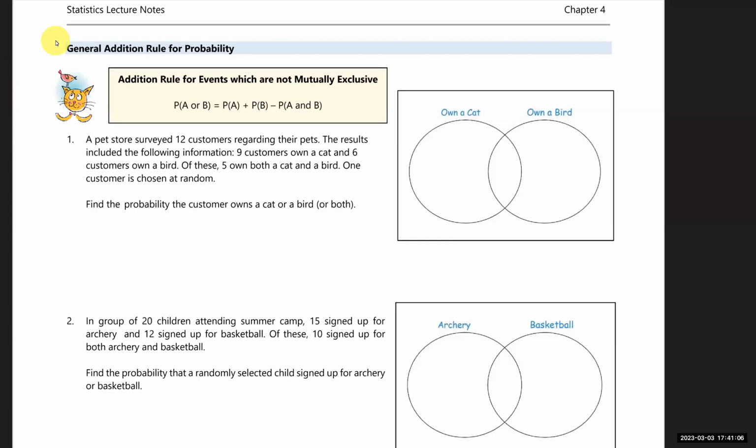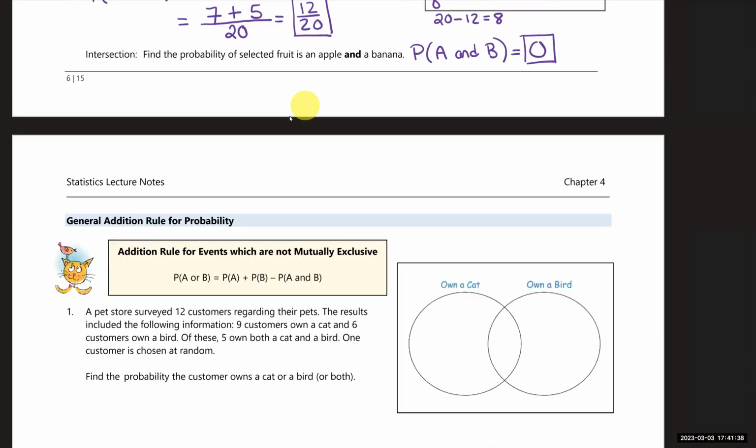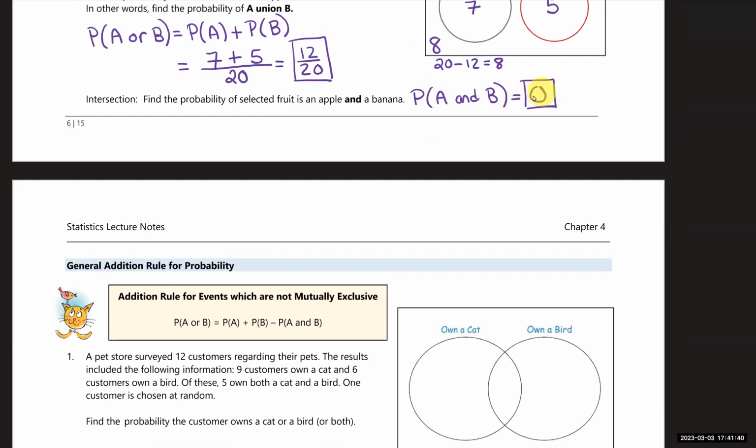Now we'll take a look at the general addition rule for probability. And again, it's associated with the word or. Now we're going to consider cases where two events are not mutually exclusive, meaning they do share outcomes. And you'll see here the rule starts the same way as before, but then there's this piece that will be subtracted. Now I just want to point out here that the probability of A and B, if the events were mutually exclusive, we talked last time about that value will be 0.